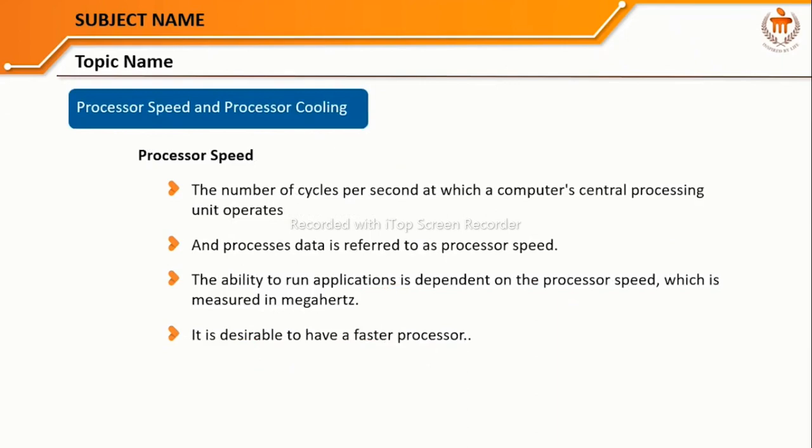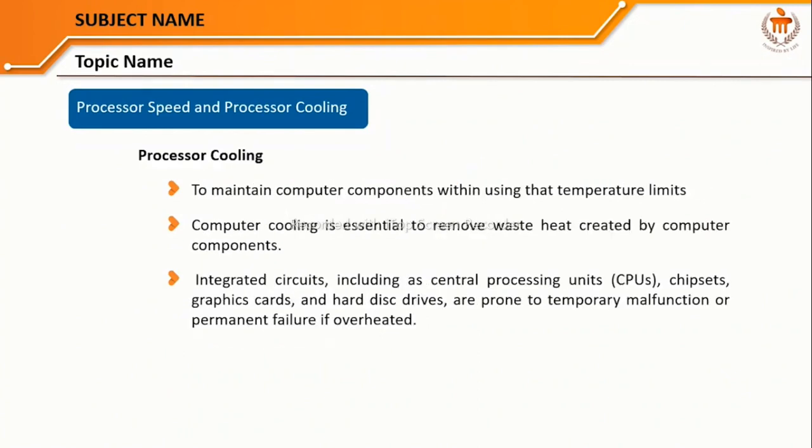Now, what we have discussed next: processor speed and processor cooling. What is the meaning of processor speed? Why should the processor speed be higher? Here I am going to give one analogy. What is the role of processor speed and why do we need higher processor speed?